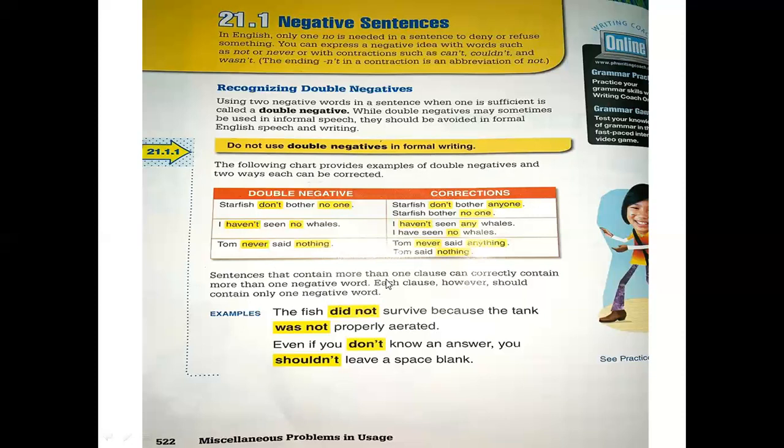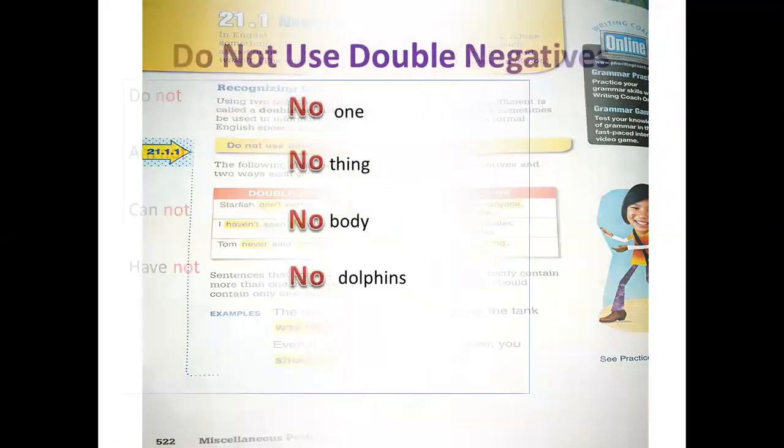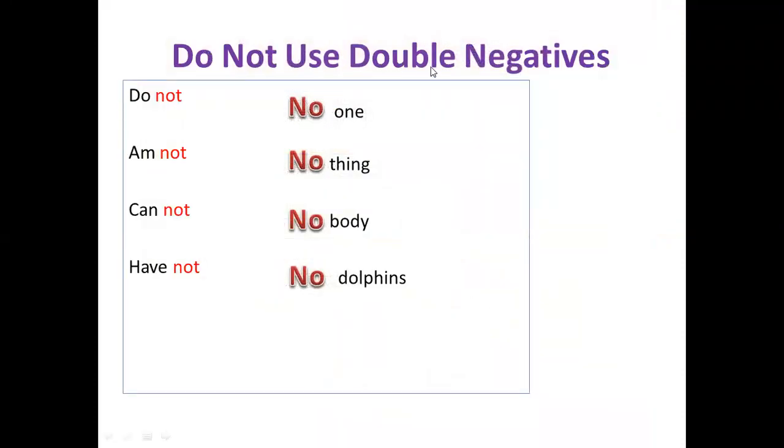Now, sentences that contain more than one clause can correctly contain more than one negative word. Each clause, however, should contain only one negative word. So let's first begin with how we can correct the double negatives. Now, if you see here on the screen, do not use double negatives. For example, I do not know no one. I am not doing nothing. I cannot touch nobody. Or I have not seen no dolphins. Here I have written both negatives in red so that you can clearly see them.